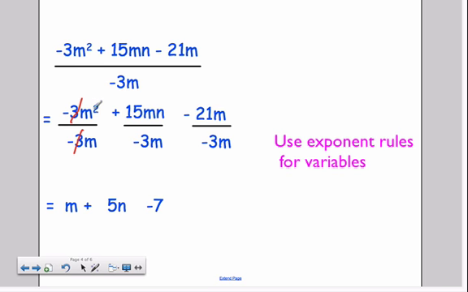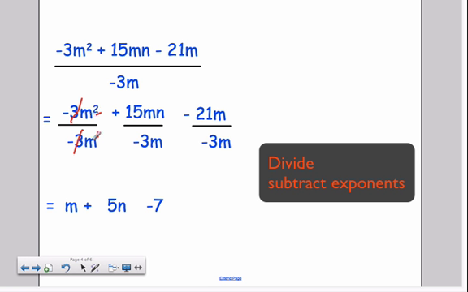Now, let's look at our m squared divided by m. What we've got here is we have to use our rules of exponents. We've got m and m, which is the same base. We're going to use this exponent of 2, and the exponent here is an imaginary 1. And because we're dividing, we will take the exponents and subtract. 2 subtract 1, and we end up with 1.